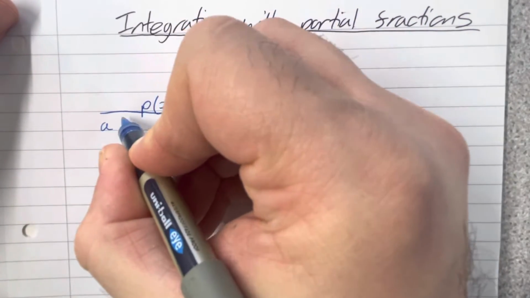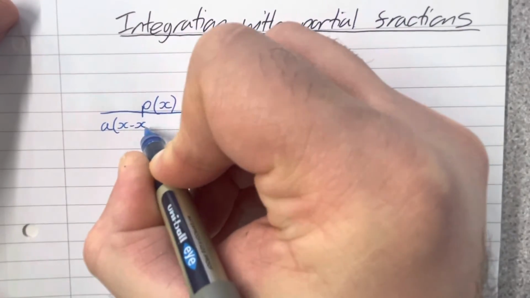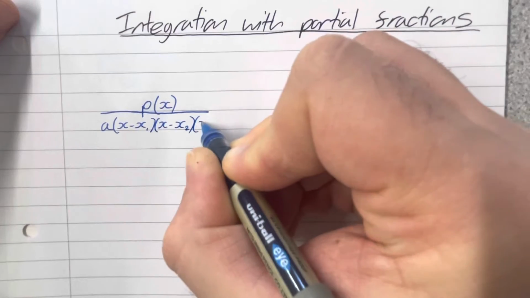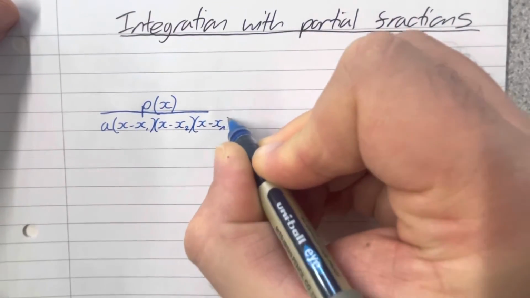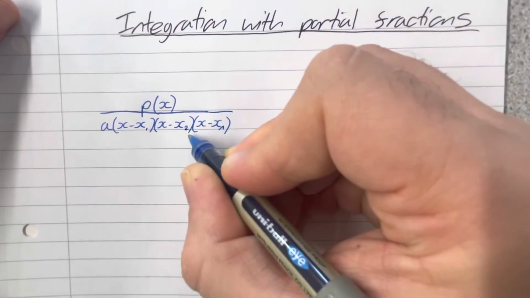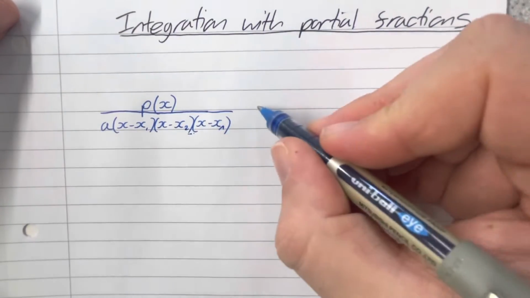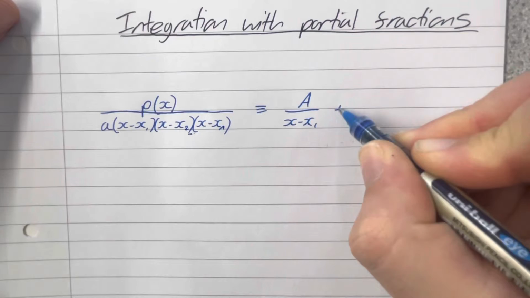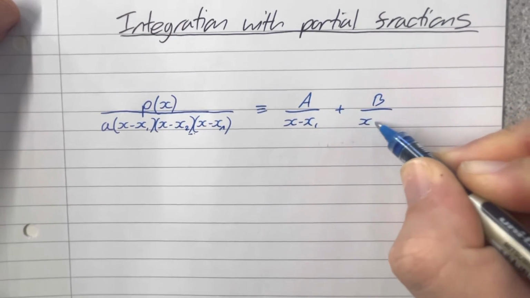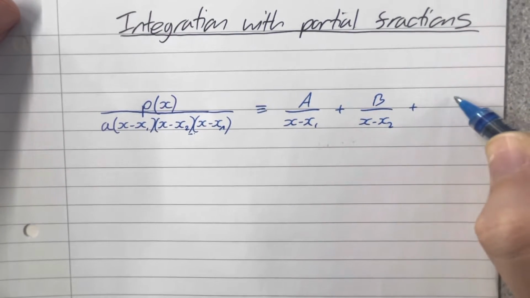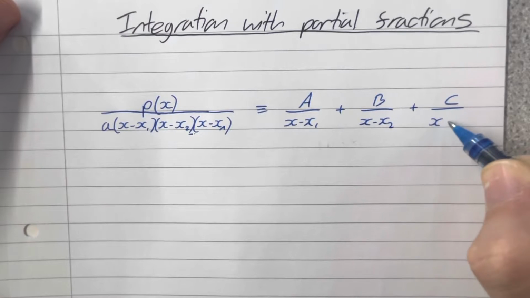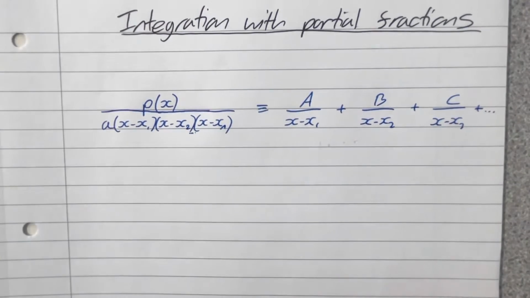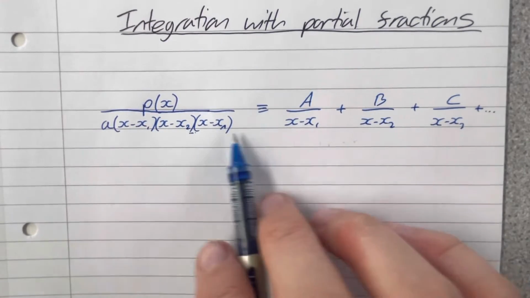We have some kind of polynomial on top, and then perhaps some roots all factorised on the bottom. There's a dot, dot, dot in there. That can be written as something over x minus x1 plus something else over x minus x2 plus something else over x minus x3, and so on. Just keep going until you've got all of these roots.